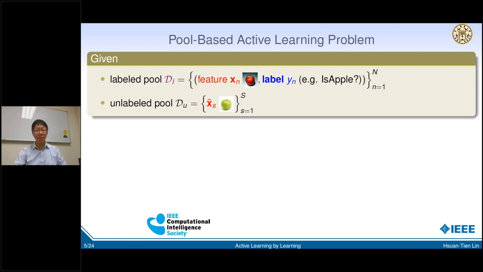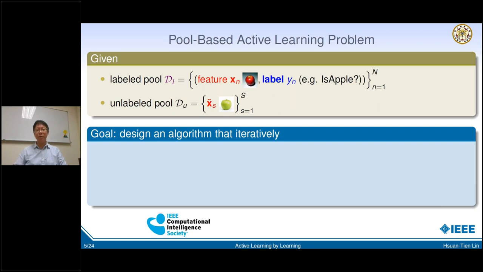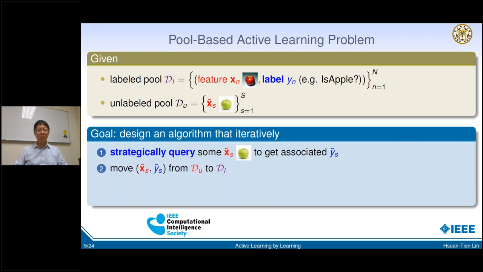Now, with both of those pools, we want to design an algorithm, and the algorithm will be iterative in nature, iterative in asking questions. What kind of question do we allow? We allow questions that strategically query some instance to get the associated label. Basically, there are some instances in the unlabeled pool that the algorithm finds most interesting. So the algorithm would ask this question, and then it can get the corresponding label for that example. Then this labeled example is moved from the unlabeled pool to the labeled pool, and then we get a classifier from the labeled pool.